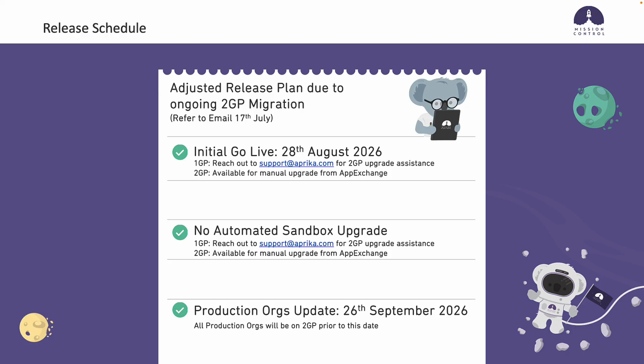Typically, we would do 2 weeks after that, we would automatically upgrade sandboxes. We're not going to be able to do that for this one release. So again, if you are on 2GP already, you can manually upgrade that sandbox. If you're on 1GP, please reach out to support. And then on the 26th of September, all production orgs will already be migrated over to 2GP by that point, and we will be automatically upgrading all production orgs on that date.